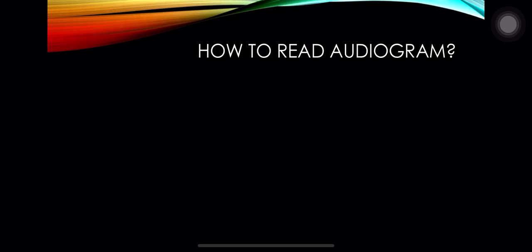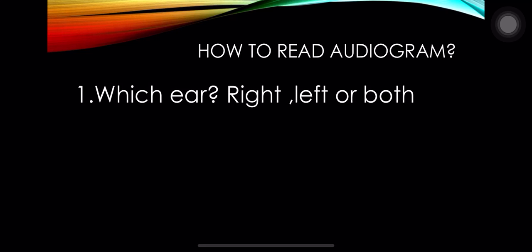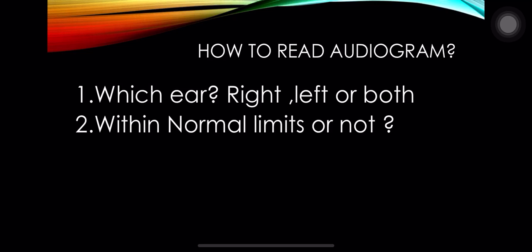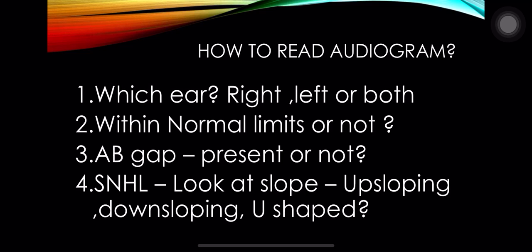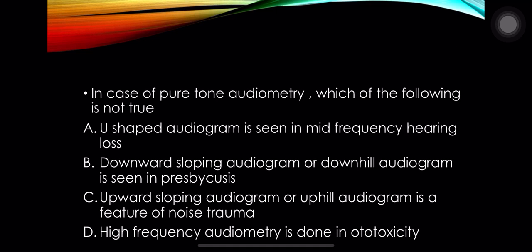Now let us see how to read an audiogram, short and sweet. First step to be noted is which ear, right, left or both. Next thing, whether it is within normal limits or not, that is within 25 decibels. Next thing to be noted is AB gap, that is air bone gap. It is present or not to rule out the conductive hearing loss. If it is not seen, then it is sensorineural hearing loss. In case of a sensorineural hearing loss, look at the slope, whether it is upsloping or downsloping or U-shaped. That's the thing to be noted.